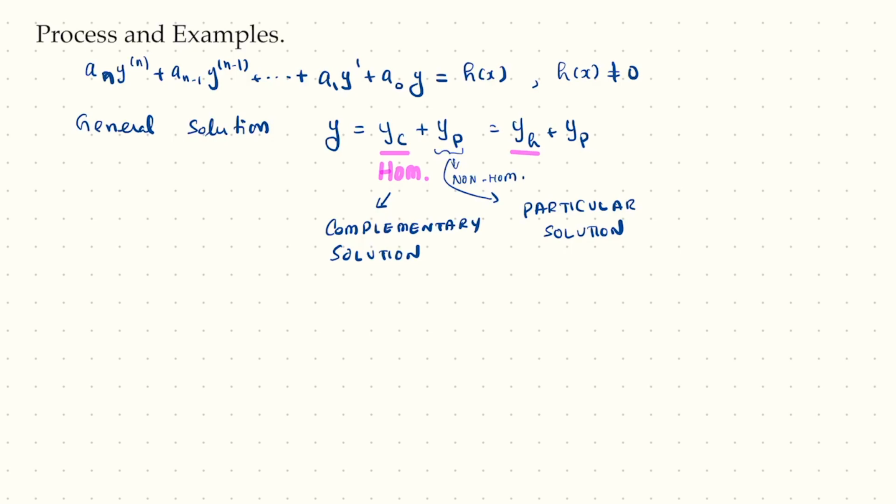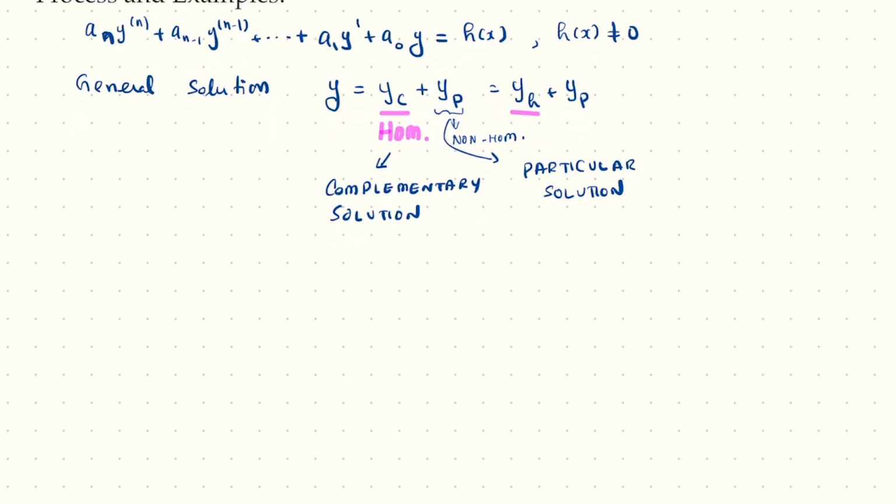We call this the YP, the particular solution, and YC, the complementary solution. So now we're going to do two things. We're going to find the YC and we're going to find the YP. Let's take a quick look at how you find the YC. YC is the easiest of all, right? How do you do that?